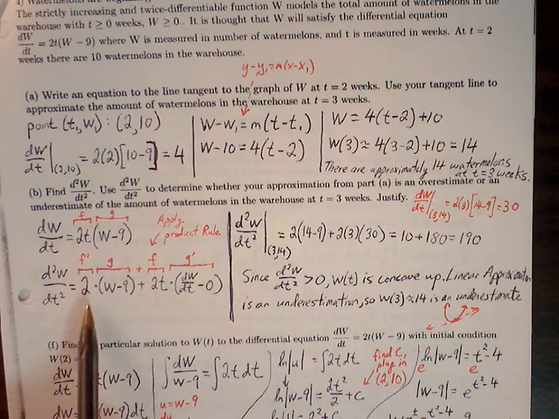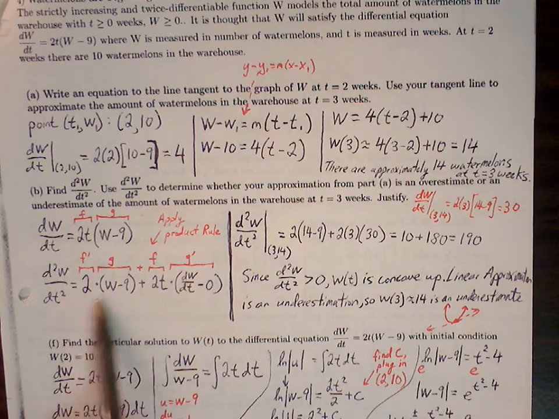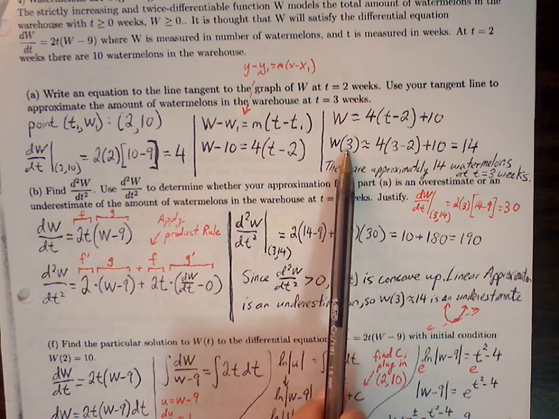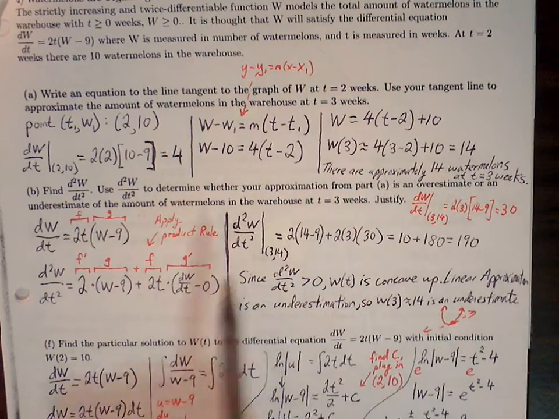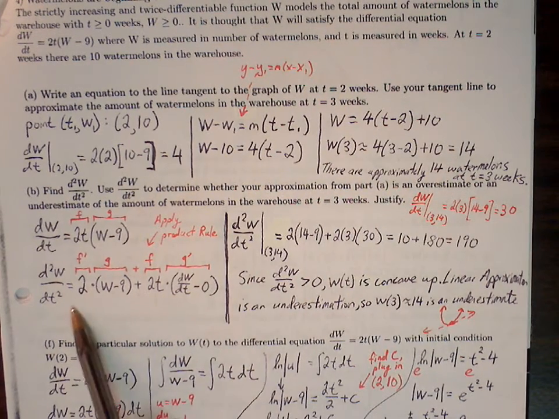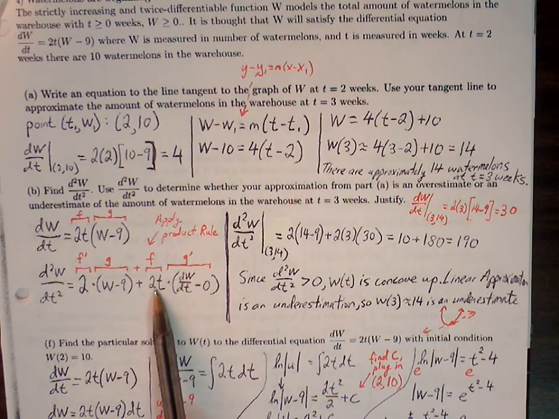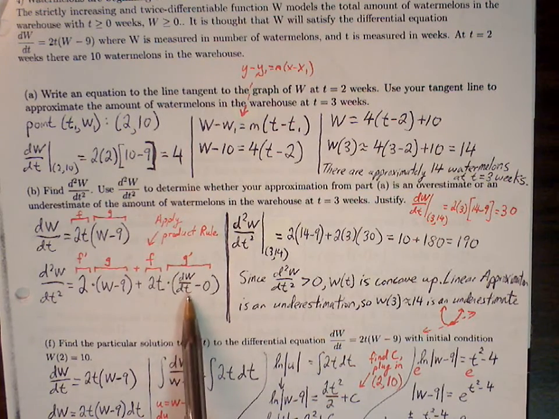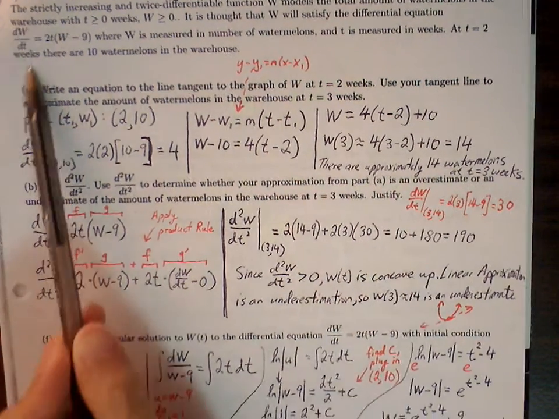Now we're going to have to plug in t and w to figure out the second derivative value. It says use the estimate from part A. So we found that at t equals 3 weeks, there are 14 watermelons. So we can plug 3 in for t and 14 in for w. When we do that, we get 2 times 14 minus 9 plus 2 times 3 times dw/dt. Now dw/dt, we're going to have to find this value. So we have to use dw/dt, plugging 3 and 14 into our dw/dt equation.